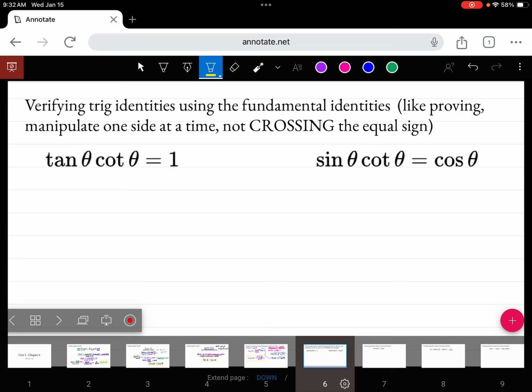Okay. So the first one we're doing here is tangent times cotangent. Ooh, it's fun. I don't have that one in my notebook. I love it.